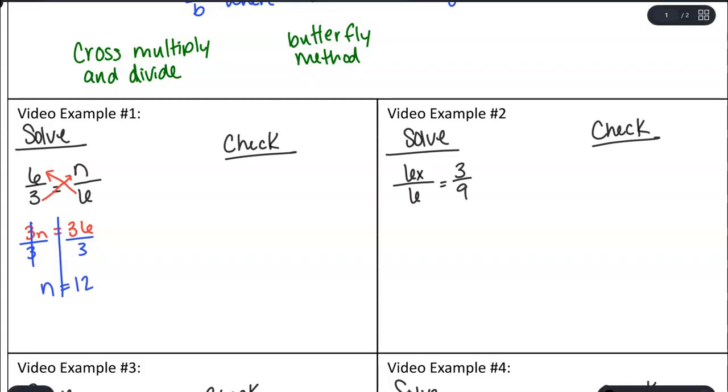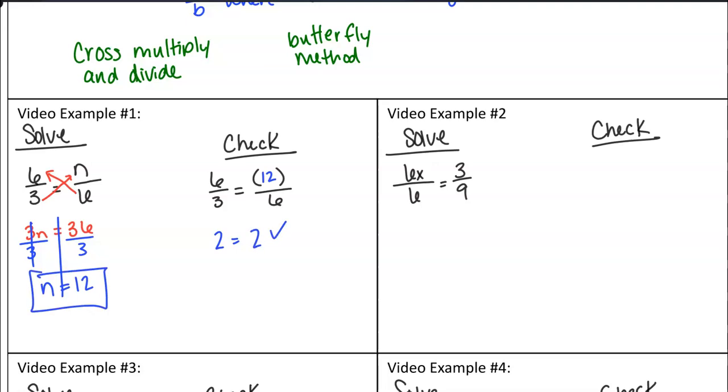Let's simply check our answer real quick. So we're going to rewrite this problem with parentheses where the n was, of course, and we think that n equals 12. So let's see. Well, 6 divided by 3 is 2. 12 divided by 6 is 2. Looks like that works out. Remember, fractions are division.